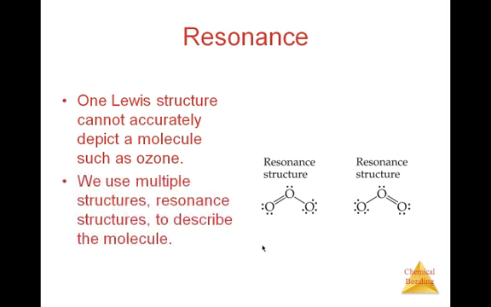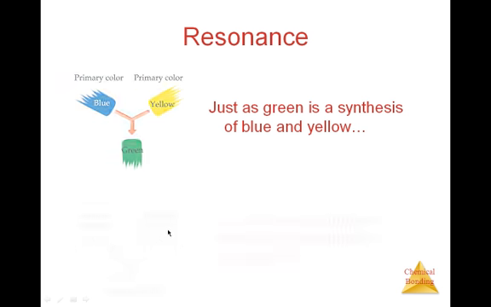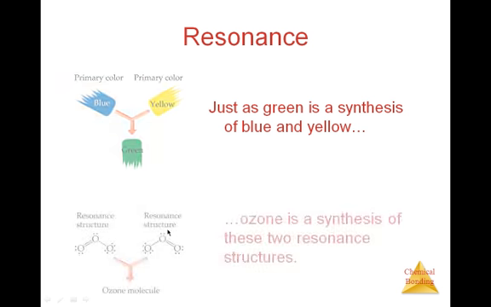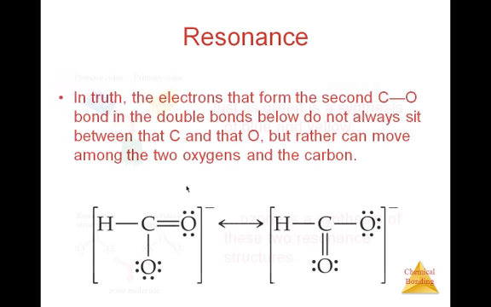So we use multiple resonance structures to describe this type of molecule. This is the book analogy, which is basically if you combine blue and yellow, it describes the more accurate structure of the molecule. Blue and yellow is more accurately described as green, that's what we see. And the 2 resonance structures really describe what ozone looks like.